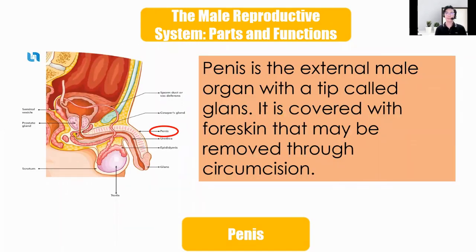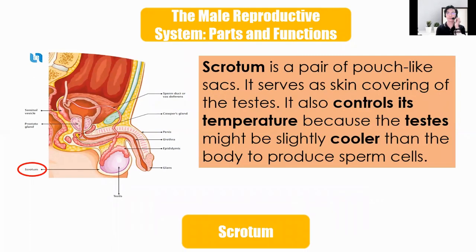Penis. Penis is the external male organ with a tip called glans. It is covered with foreskin that may be removed through circumcision. Scrotum. Scrotum is a pair of pouch-like sacs. It serves as skin covering of the testes. It also controls its temperature because the testes must be slightly cooler than the body to produce sperm cells.